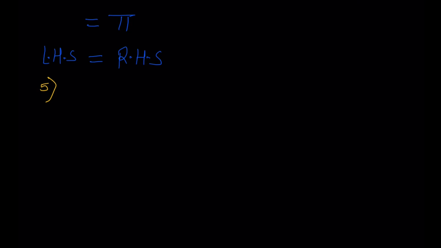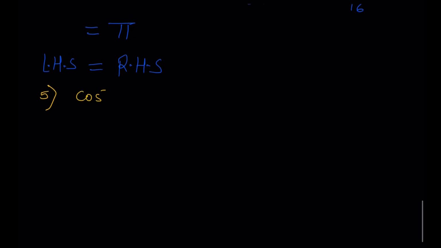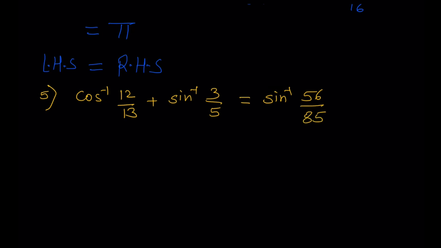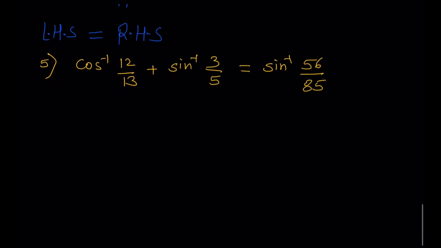Here we have to prove that cos inverse of 12 upon 13 plus sin inverse of 3 upon 5 is equal to sin inverse of 56 by 85. Now same way we can proceed converting all three expressions in terms of tan, because even the right hand side you have to convert in terms of tan.